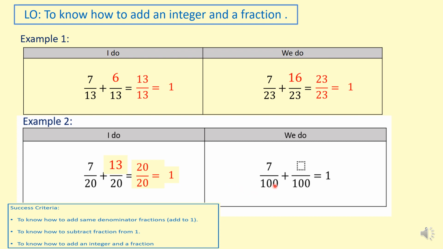Okay, here again the denominators are the same. So my denominator in the answer should be 100 as well. So I'm going to write 100 and I know that it should be equal to 1. So how is a fraction going to be equal to 1? When the top and bottom are the same. So I need to end up with 100 over 100, which is equal to 1. So now, if I do 7 add what number gives me 100? 93. 7 add 93 would be equal to 100. So that missing number was 93.